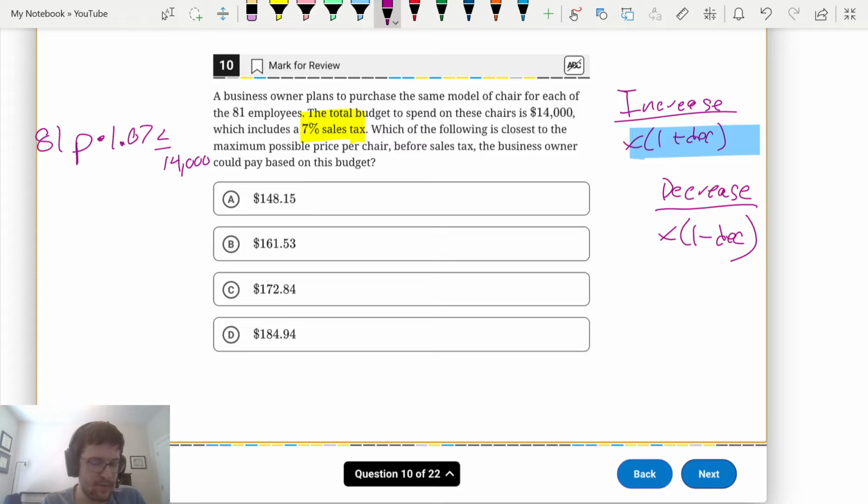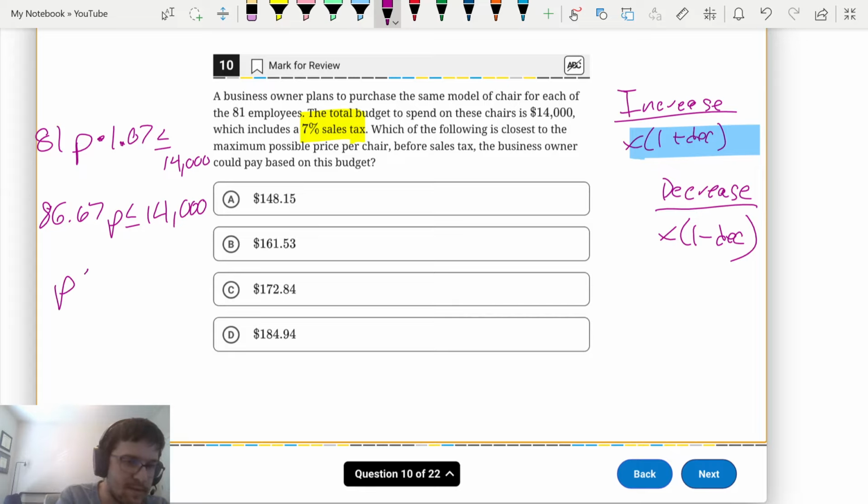Okay, so 81 times 1.07 is 86.67. And now we have to solve for P because it wants to know the price per chair. So 14,000 divided by 86.67 gives us approximately 161.53. So the chairs can at most cost 161.53.